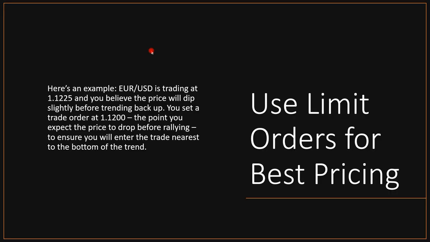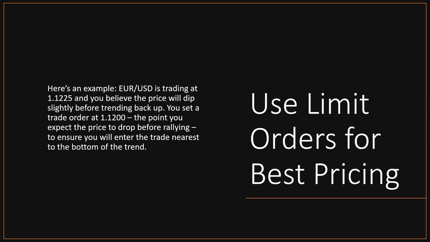So here's an example. The euro US dollar is trading at hypothetically 112.25, and you believe the price will dip slightly before trending back up. You set a trade order at 112. Now remember, it's trading at 112.25. The point you expect the price to drop before rallying to ensure you will enter the trade nearest the bottom of the trend. So it's trading at 112.25.